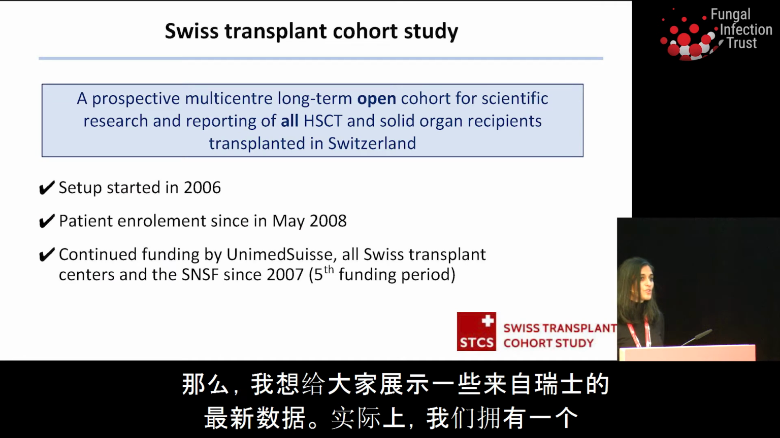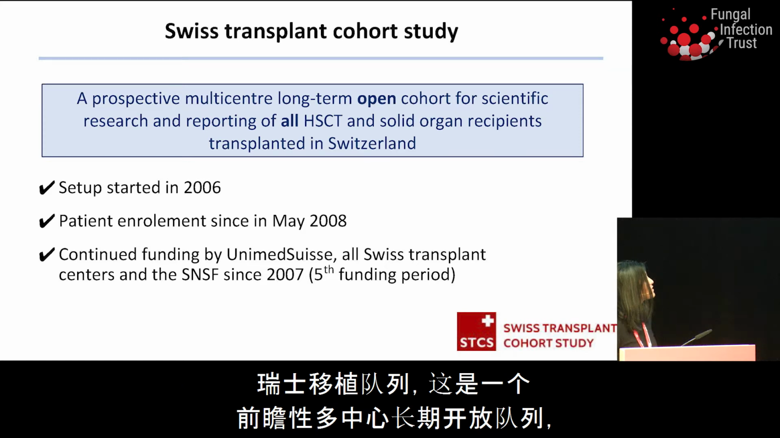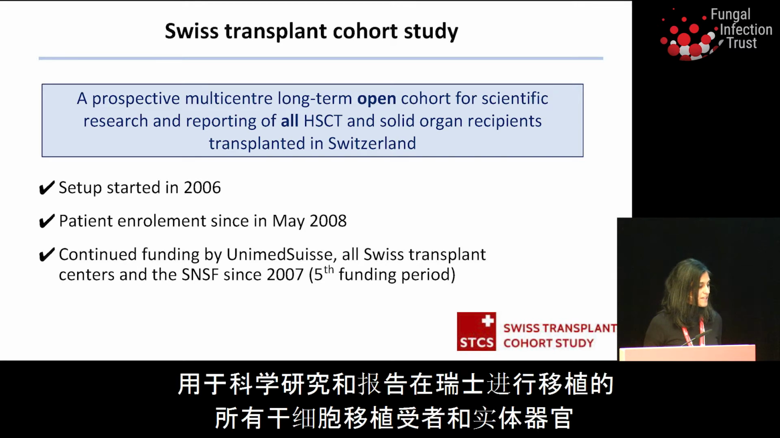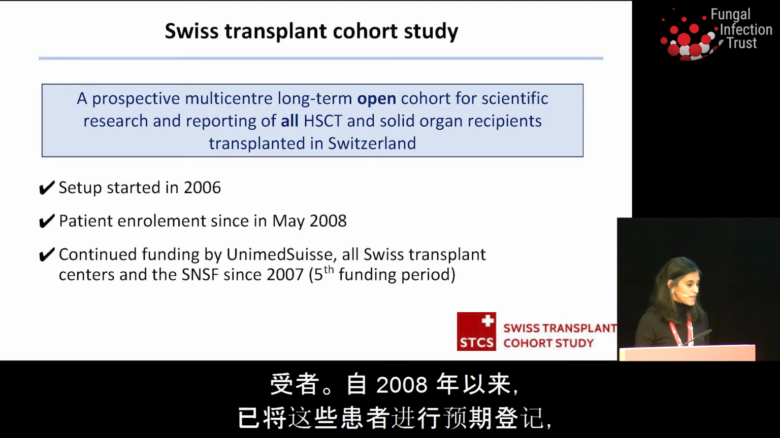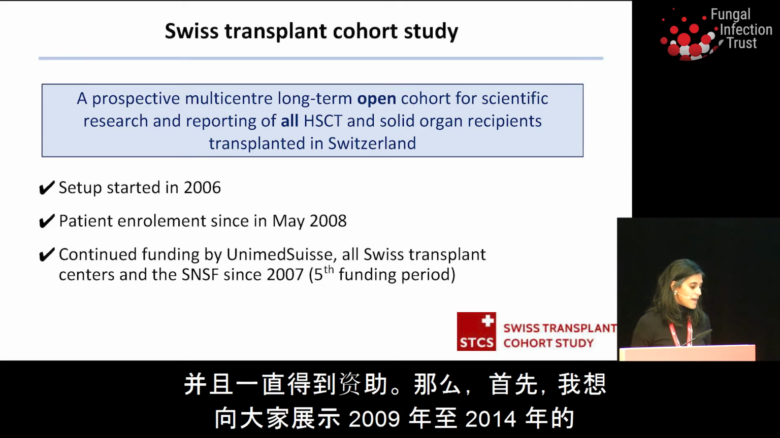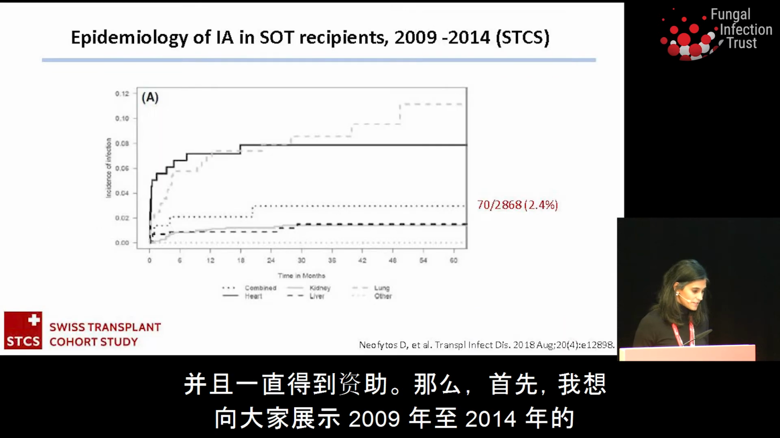So I would like to show you some recent data from Switzerland. We have a Swiss transplant cohort, which is a prospective, multi-center, long-term open cohort for scientific research and reporting of all stem cell transplant recipients and solid organ recipients transplanted in Switzerland. The patients are enrolled prospectively since 2008, and it is continuously funded.